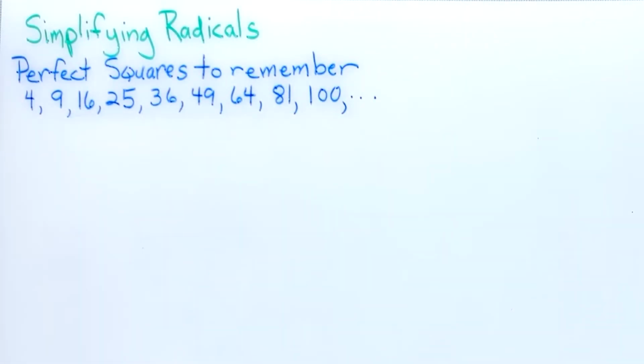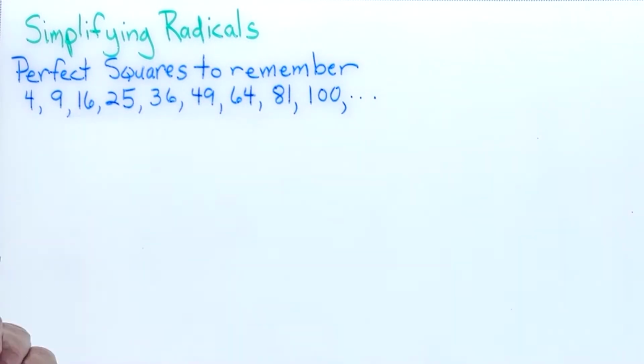This lesson is simplifying radicals. It's important to always remember your perfect squares. So for our 2 squared is 4, 3 squared is 9, 4 squared is 16. It's a really good idea to memorize that through actually 20 squared, which is 400, because you'll see in this video that when you know your perfect squares, simplifying radicals can be easier.